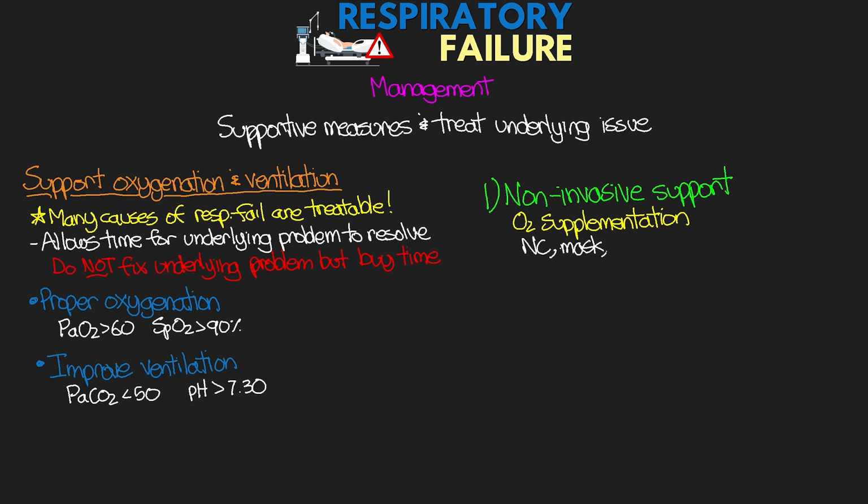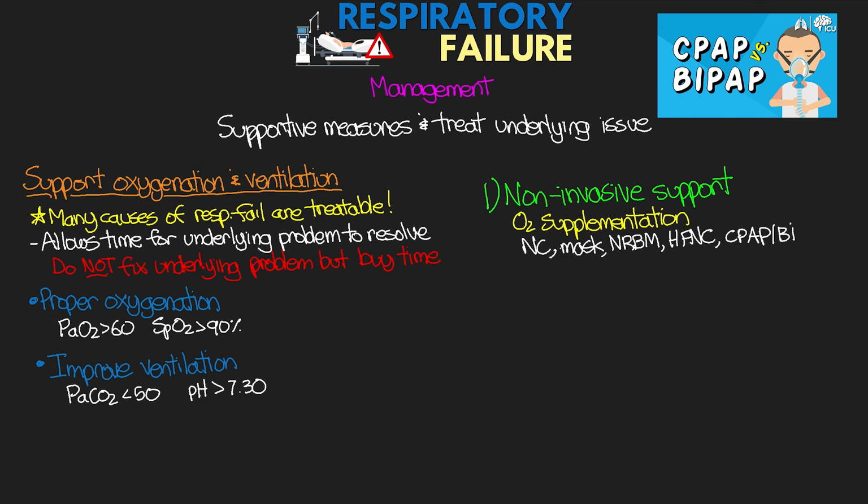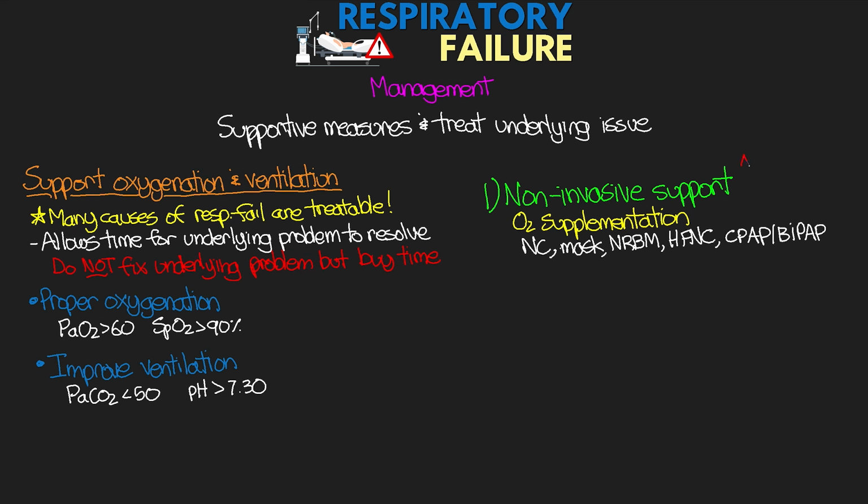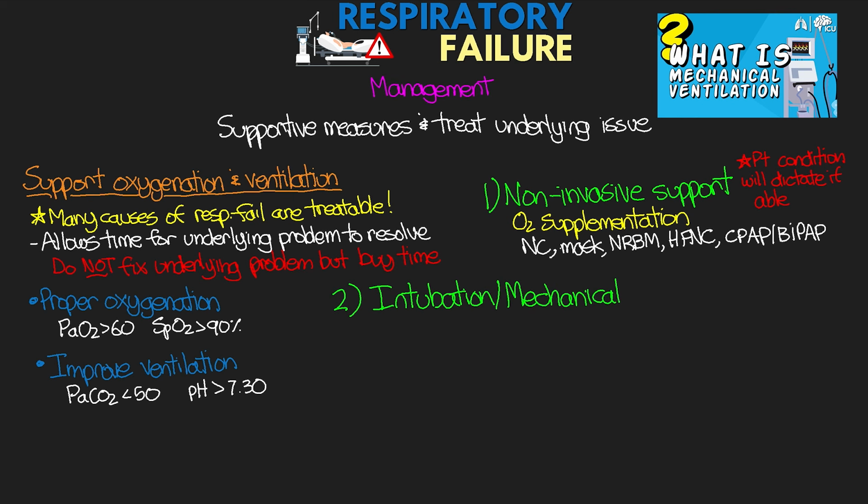If you really need a high concentration of oxygen, then we can use the non-rebreather mask. We can also use high-flow nasal cannula, or we can also do things like CPAP and BiPAP. And ultimately, our patient's condition and their deterioration is really going to dictate if non-invasive options are going to be available to us. Now, from there, we also have our intubation and then mechanical ventilation.